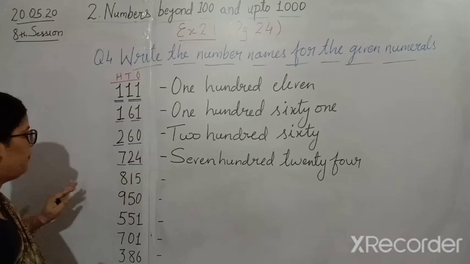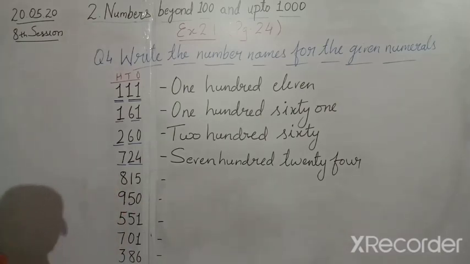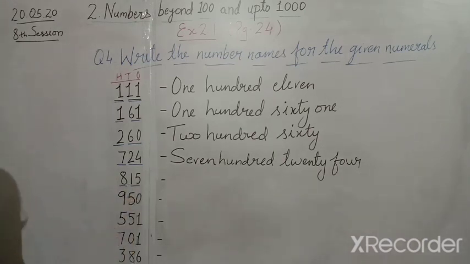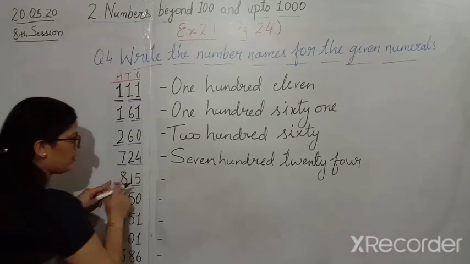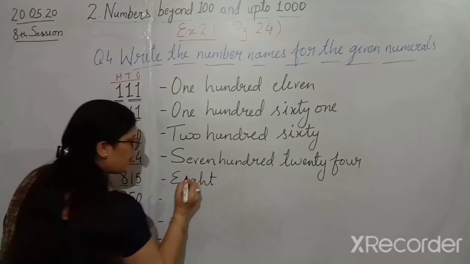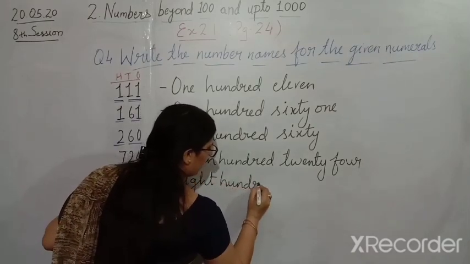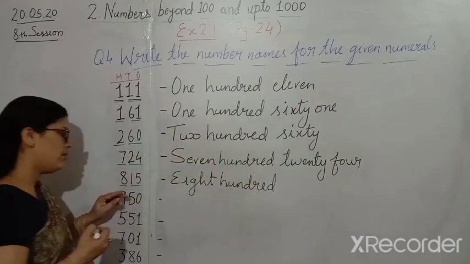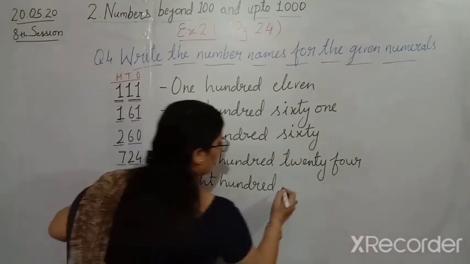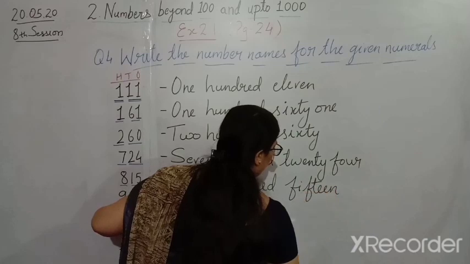Now next is 815. Again divide the number into two parts, 8 and 15, hundreds and tens and ones. Then 8 is at the hundreds place, so write 800. Then what is at the tens and ones places? 1, 5, 15. So write the spelling of 15.